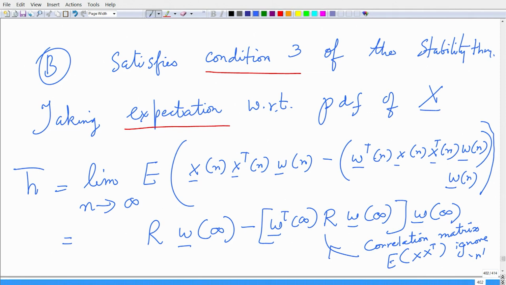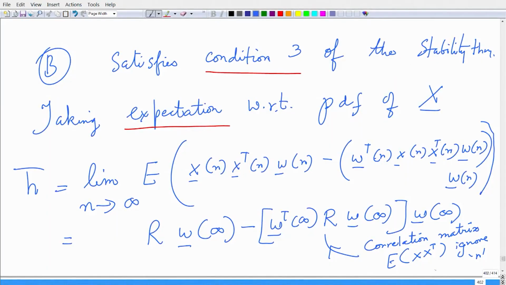So, I just bring the expectation over the x's and that populates into the correlation matrix R, and the weight is evaluated at time step infinity, right. And I could do this because my input is stationary. Otherwise, I would have a correlation matrix that depends on the time step n, and I will have complications there, right, because I have to look at locally what is happening at time step n.